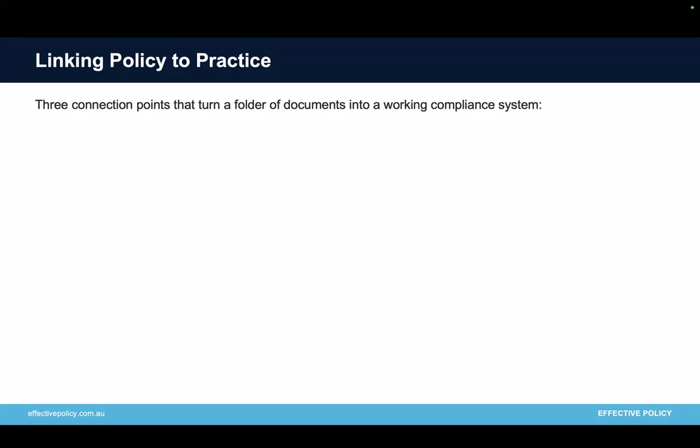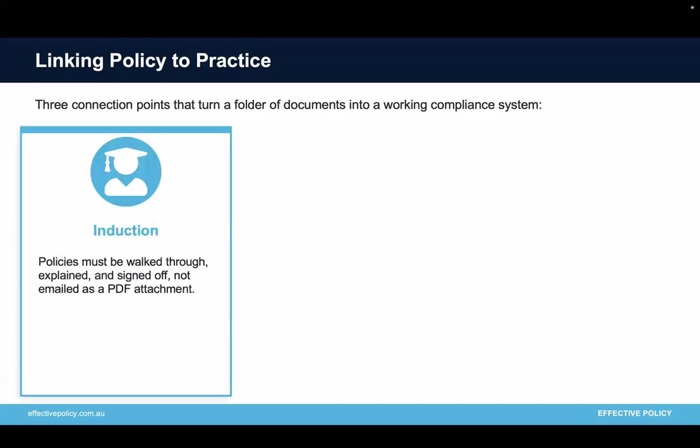3 connection points that turn a folder of documents into a working compliance system. The induction. Policies must be walked through, explained, and signed off, not emailed as a PDF attachment. Like I said, only people like me, Alison, Mel from Heads, shout out to Mel again, only people like us are going to read those policies. 95% of people are not going to read those policies, and you know it.